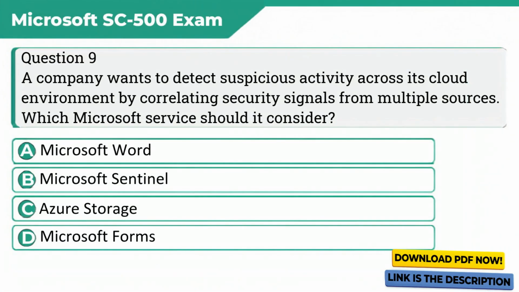Question 9. A company wants to detect suspicious activity across its cloud environment by correlating security signals from multiple sources. Which Microsoft service should it consider? A. Microsoft Word. B. Microsoft Sentinel. C. Azure Storage. D. Microsoft Forms.